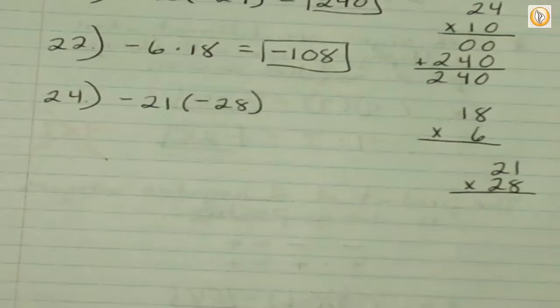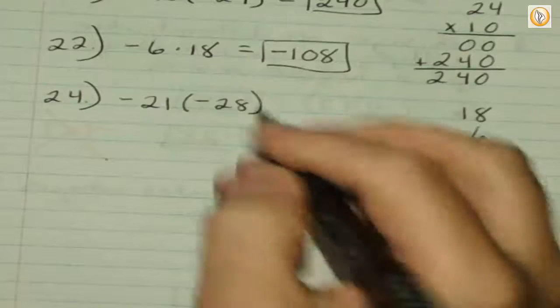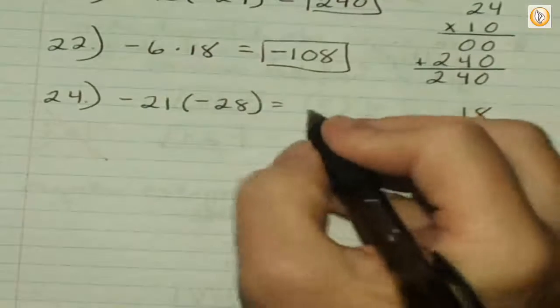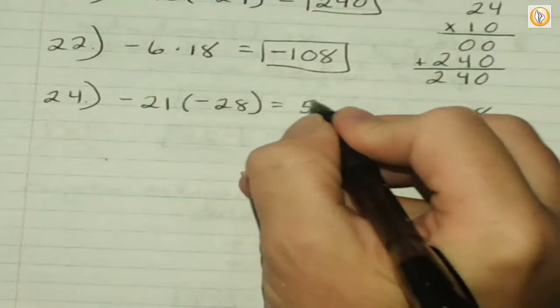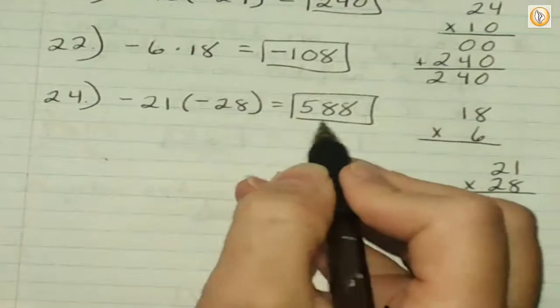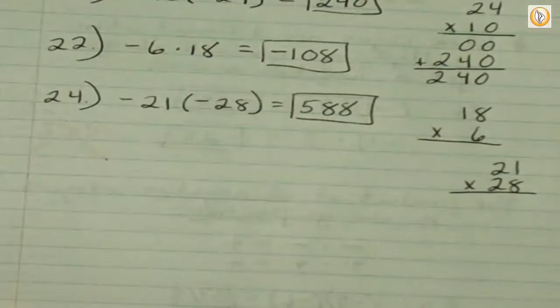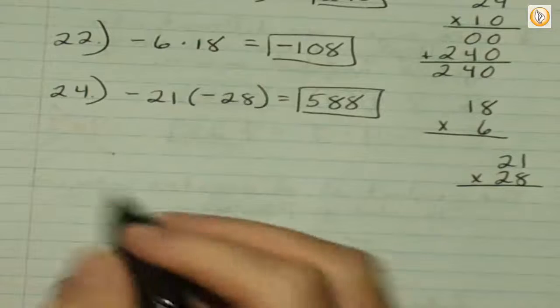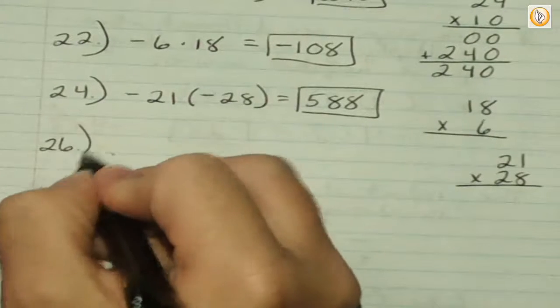588. Positive or negative? Positive. Why? Because there's two negative signs. That's right, because a negative times a negative is a positive. Very good. I thought I was wrong for a second.